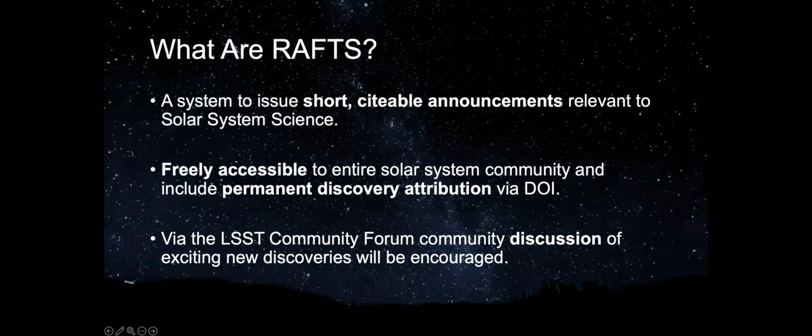The aim is for it to be freely accessible to the entire solar system community. So although it's built with Rubin in mind, discoveries from other surveys or just from other observations are welcome within the announcement system. And these announcements include a permanent discovery attribution via a DOI. And on top of this, via the LSST community forum, which I know has come up a number of times at this meeting and is also relevant to our stuff, that will allow the discussion of whatever exciting new discoveries are announced on the system.